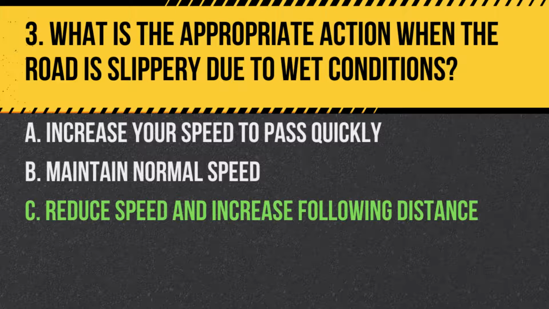Answer: C. Reduce speed and increase following distance. Wet roads can reduce traction, making it harder to control the vehicle and stop. Reducing speed and increasing the following distance are necessary for safety.